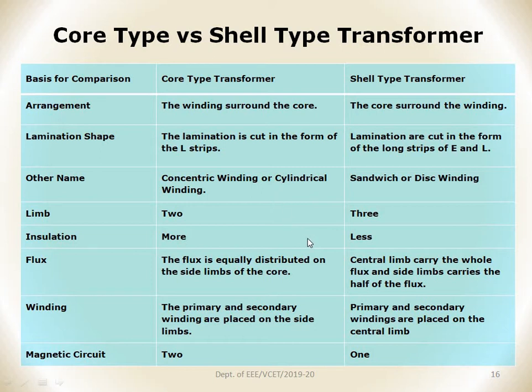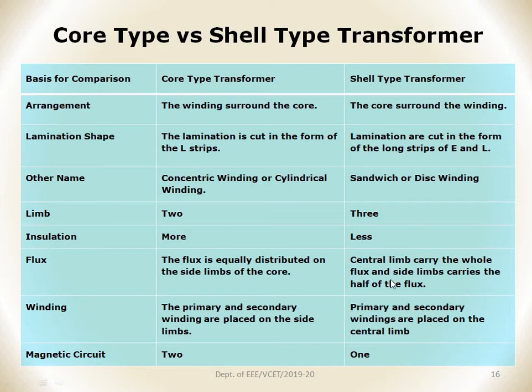And here the winding can be called concentric or cylindrical winding, whereas here since we are going to stack the winding, we call it sandwich or disc winding. And here we have two limbs, whereas here we have three limbs. That E-shaped structure creates the three limbs. Here you require more insulation, whereas here you require less insulation. And here the magnetic circuit created is 2, whereas here the magnetic circuit created is 1.